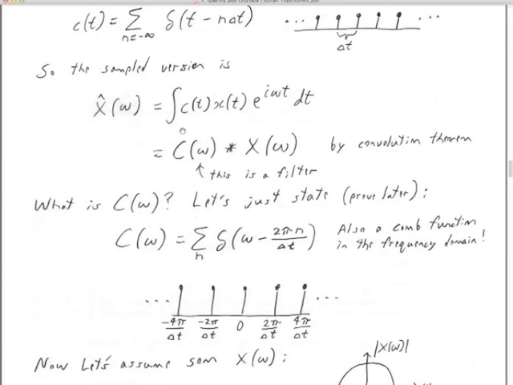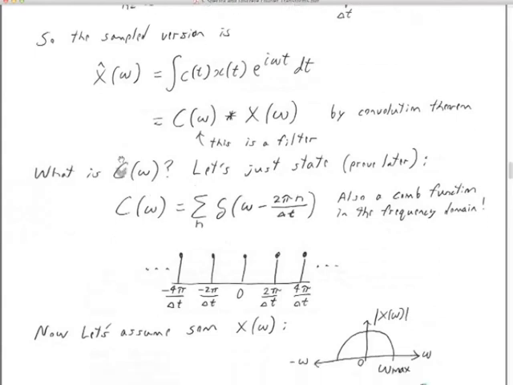Okay. And then we do the Fourier integral with the Fourier exponential, and what we have is not exactly x. Well, it's an estimate of x of omega. We'll call it x hat. So instead of being the Fourier transform of the original x input, it's the Fourier transform of the sampled x input. So it's an estimate of x.